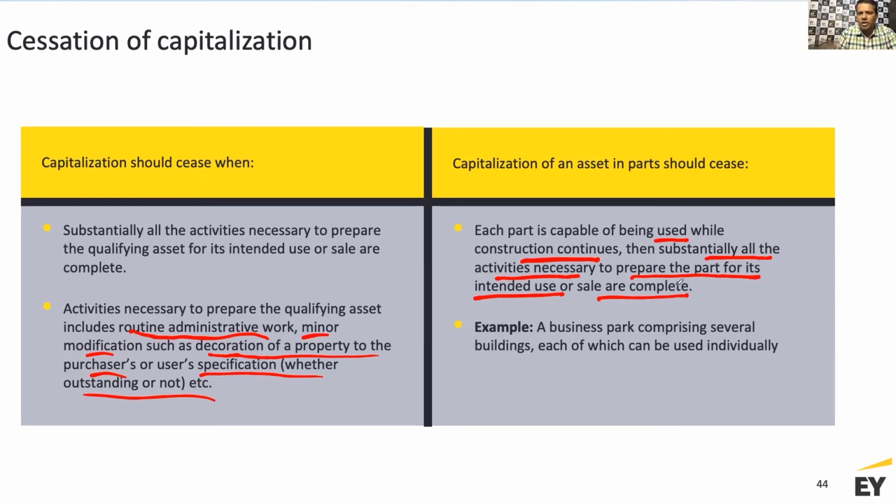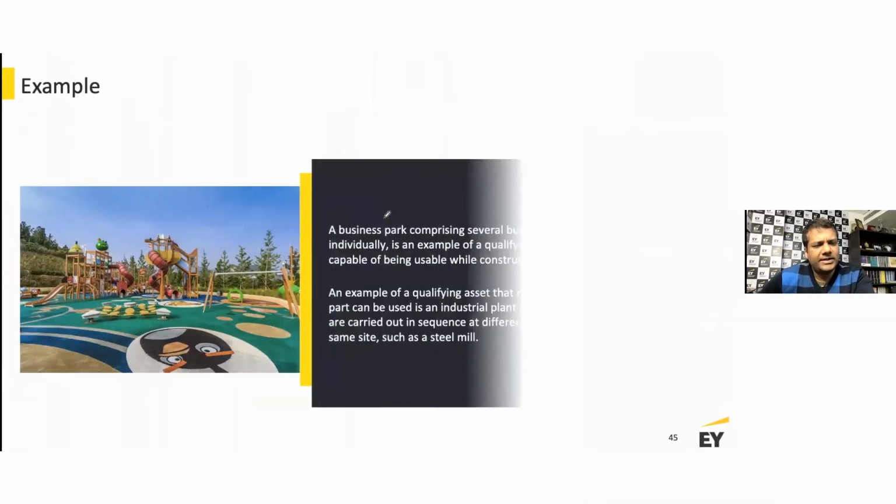Example, a business park comprising several buildings, each of which can be used individually, right? In that case, you identify each unit of account which can function independent of each other, and that becomes your basis of capitalization, or stop doing the capitalization of interest. So I'm now going to look at this example.